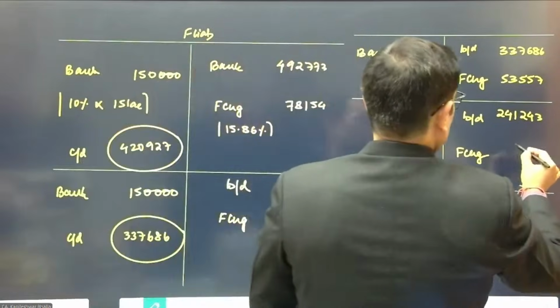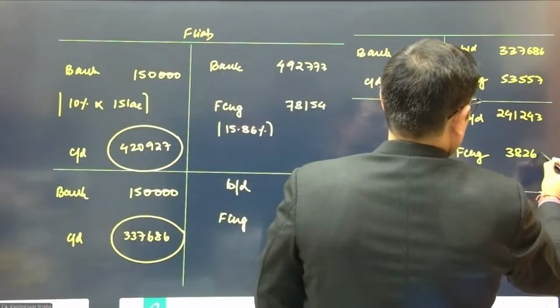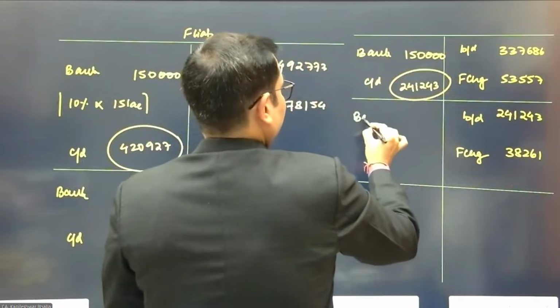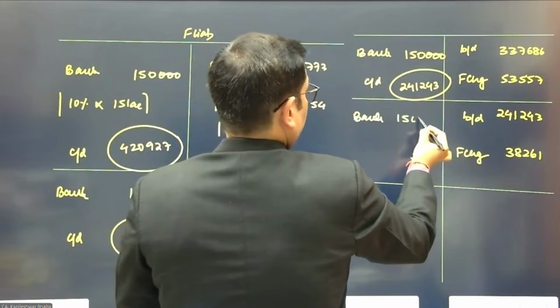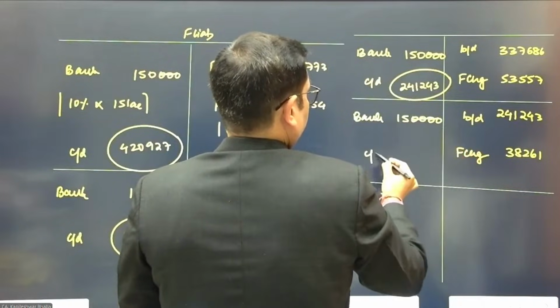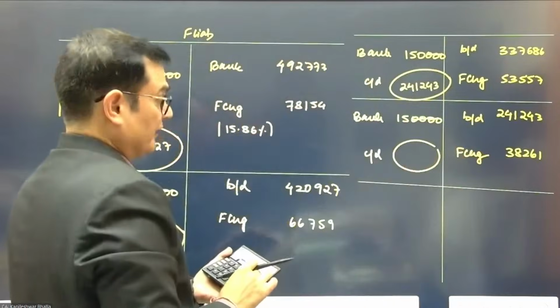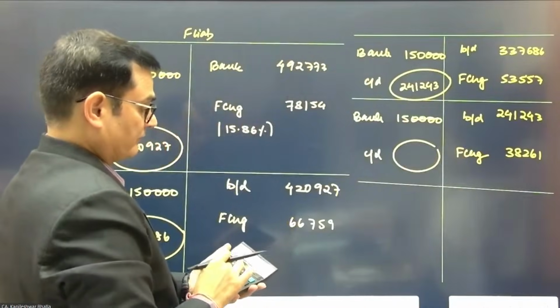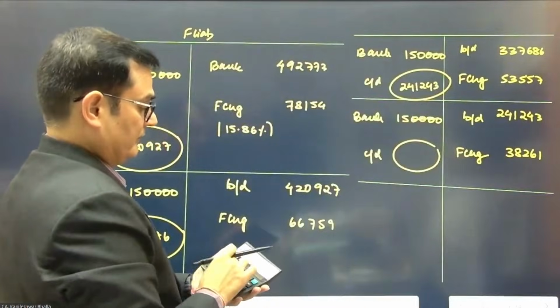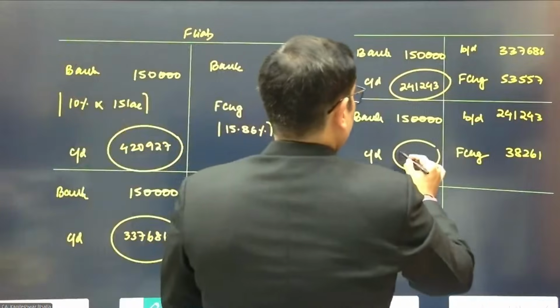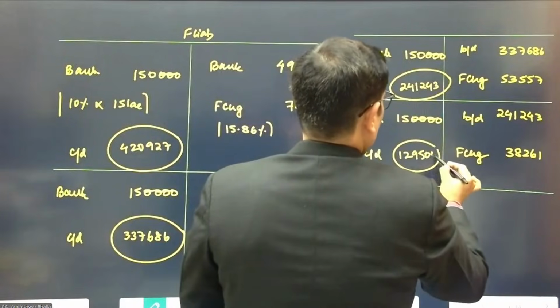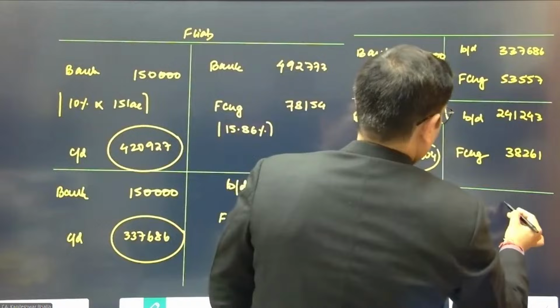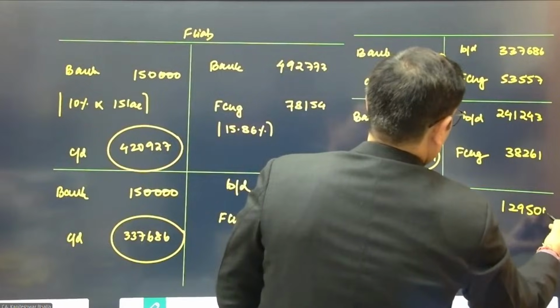Then we take the finance charge, that's 38,261. We get the payment, that is 1,50,000. And we get the balance CD, again a balancing figure, that works out at 129,504. So this is balance BD 129,504.